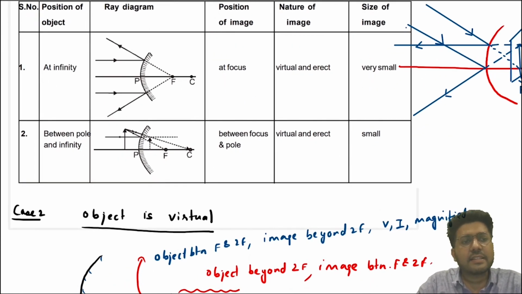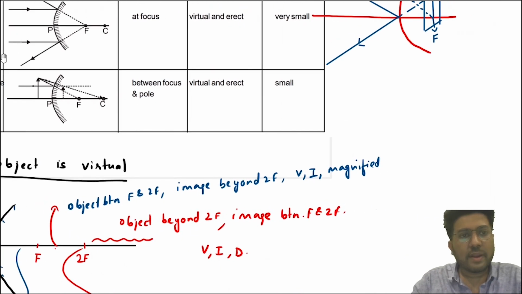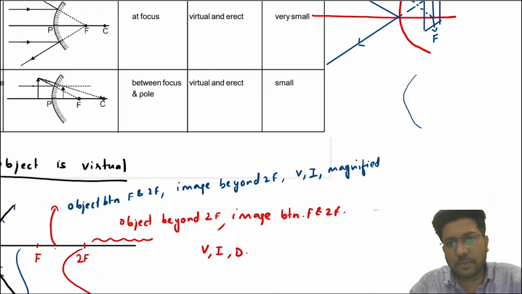The second case is when the object is anywhere between pole and infinity. So when the object is anywhere between pole and infinity, in that case the image is always formed between pole and focus. Now what does this mean? Let us see. So I'll draw it here. Suppose you have an object which is anywhere between pole and infinity, anywhere.